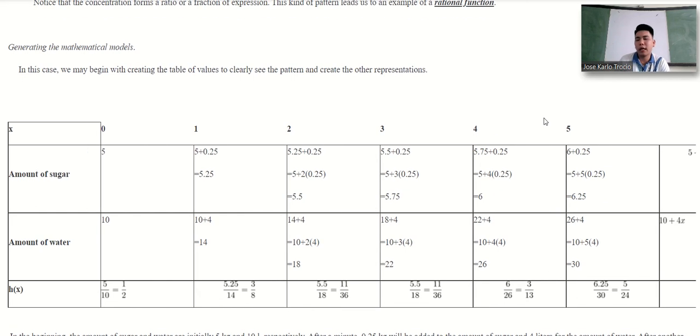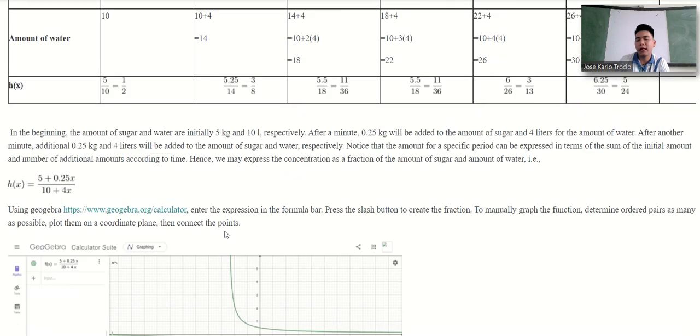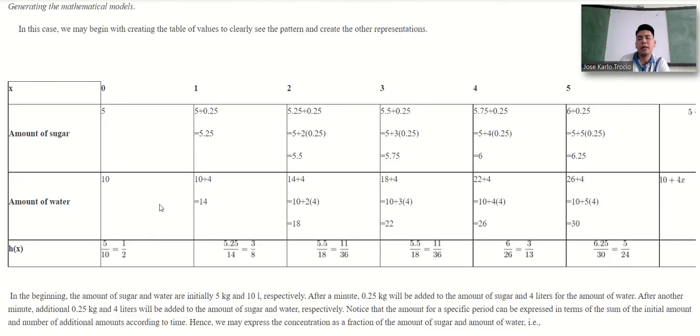And also the amount of water is another independent variable, because there are two, just like the example of water and sun. And h of x now is our output, or the range, or the dependent variable. It depends on the input being substituted.